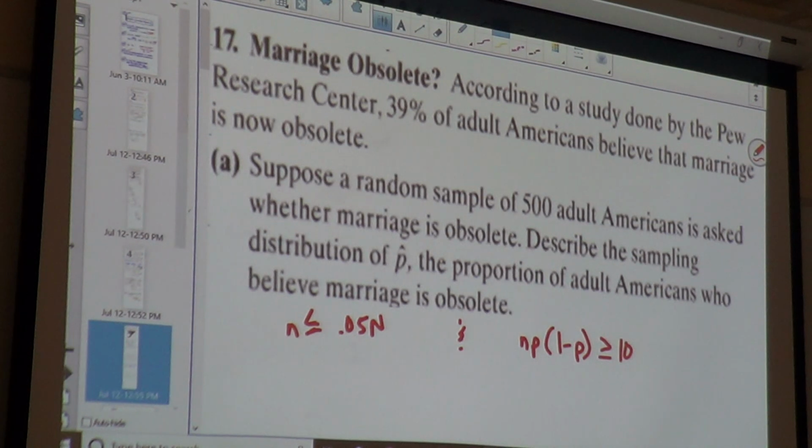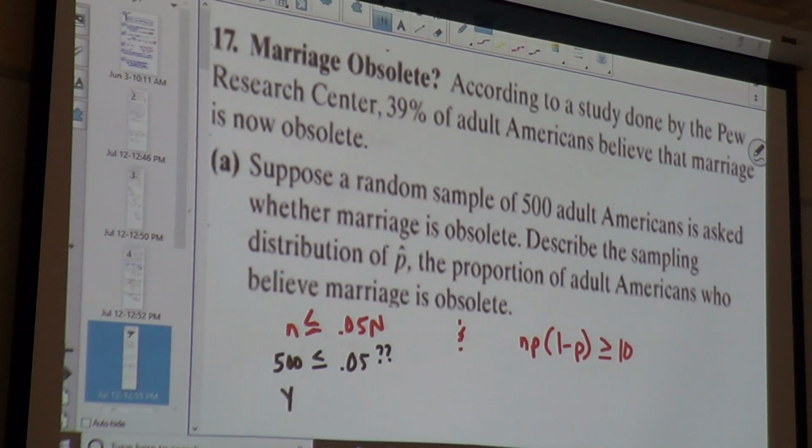First thing we want to do is to know, is it approximately normal? Do we know little n? What is little n? 500. Do we know big N? We don't know big N.